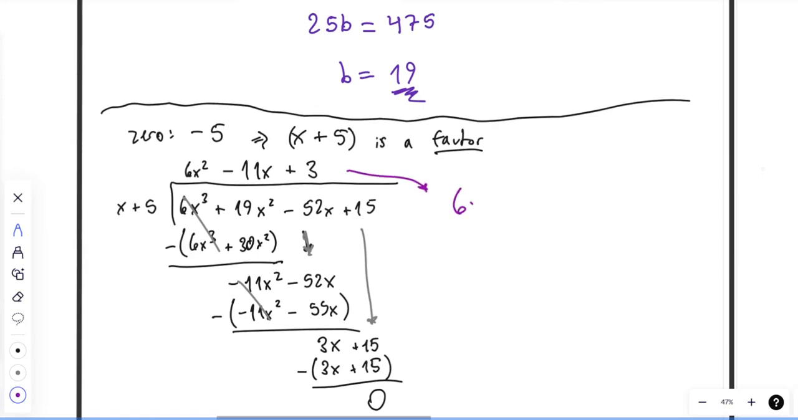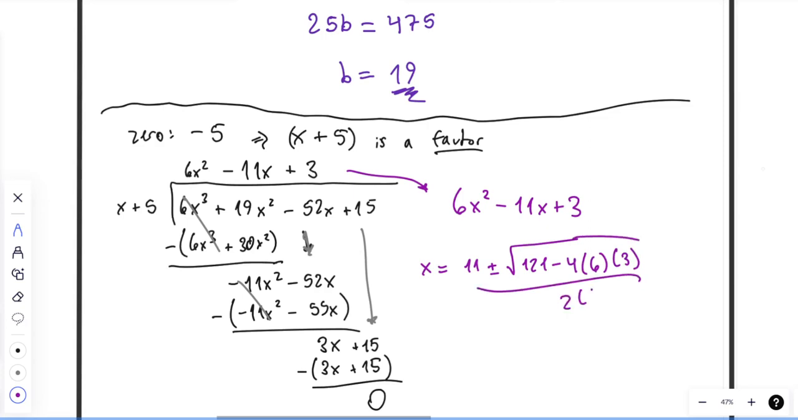So from here, we have hidden in here the remaining roots. There might be a way to factor this out, but I don't really see it. So what I'd like to do instead is just use the quadratic formula. And that tells us that x is negative b plus or minus the square root of b squared minus 4ac, all over 2a.